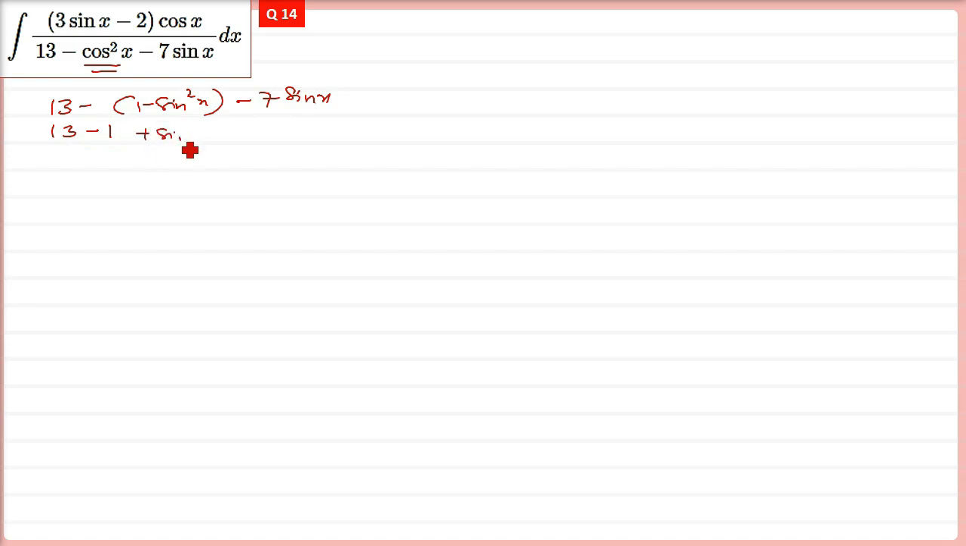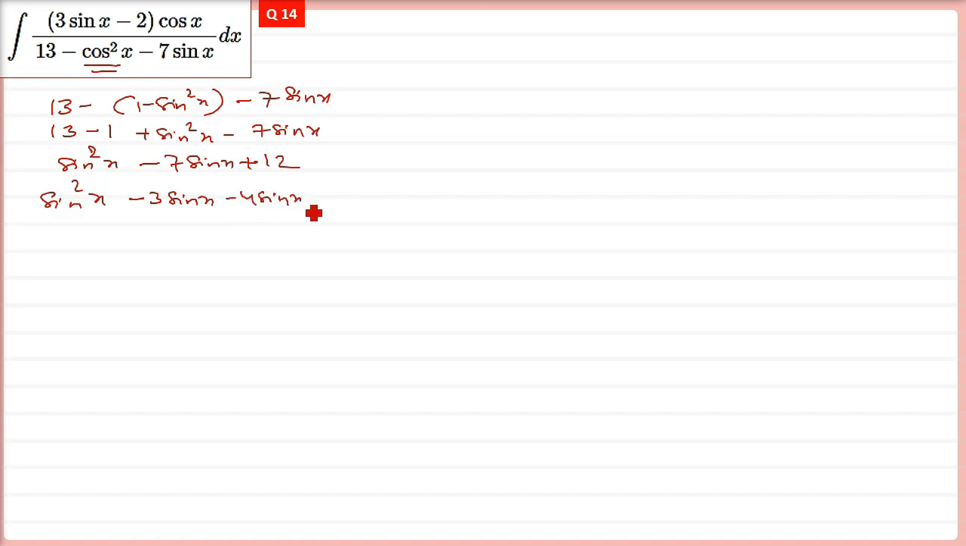Now just open the bracket: 13 minus 1 plus sin square x minus 7 sin x. Now rearrange it: sin square x will come first, then minus 7 sin x, and 13 minus 1 is 12. Okay, so you can now make a perfect square or the factors out of it. But what will the factors be?